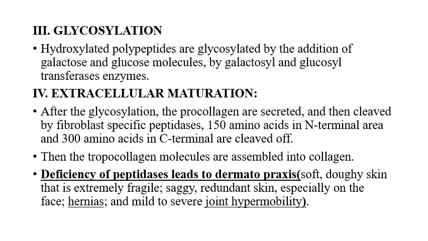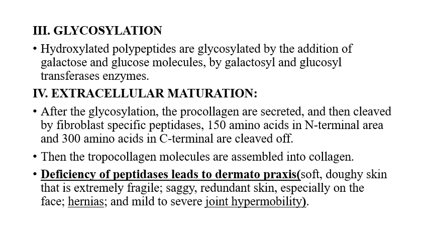After this is completed, the procollagen molecule is secreted outside, that is extracellularly, and in the extracellular compartment, with the help of specific peptidases, the N-terminal and C-terminal procollagens are cut off. About 150 amino acids in the N-terminal area and about 300 amino acids in the C-terminal area will be cut off. And then these tropocollagen molecules will be reassembled as collagen.